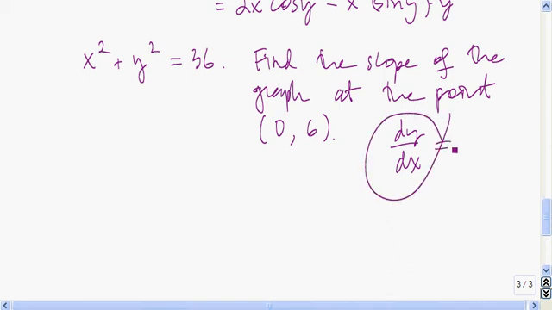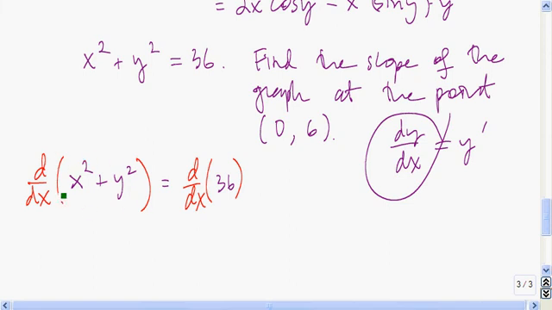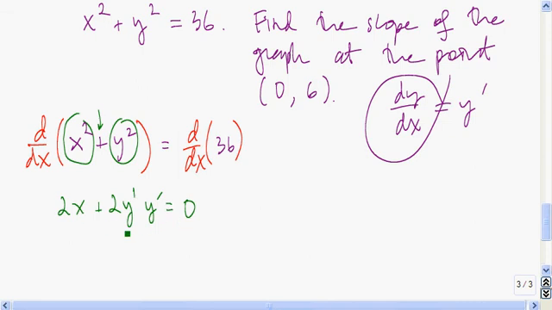Dy/dx, you'll remember, is also y prime. The first thing we're going to do is differentiate each side of the equation with respect to x. The derivative of this sum is the derivative of the first piece plus the derivative of the second piece. So d/dx of x squared is just 2x, plus the derivative with respect to x of y squared. We bring down the 2, keep the y, subtract 1 from the power, multiply by the derivative of the inside, y prime, equals the derivative with respect to x of 36. That's a constant, so its derivative is just 0. Let's clean up this side. We have 2x plus 2y times y prime equals 0.